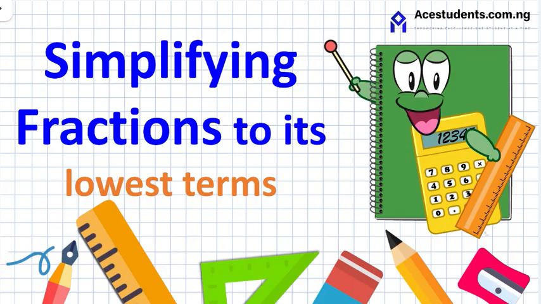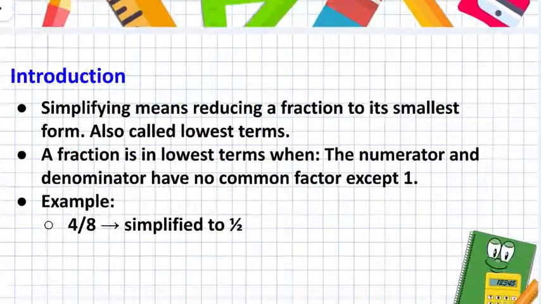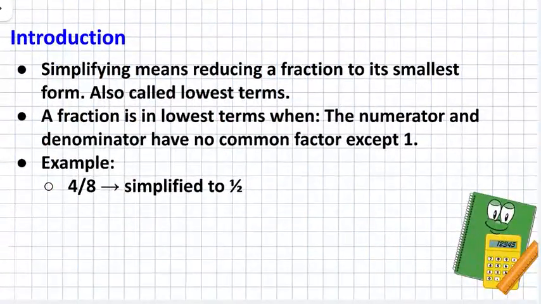In today's math class, we'll be looking at simplifying fractions to their lowest terms. Let's see what it means. Simplifying means reducing a fraction to its smallest form, also called the lowest term. Now, when is a fraction in its lowest term? A fraction is in its lowest term when the numerator and the denominator have no common factor except 1.